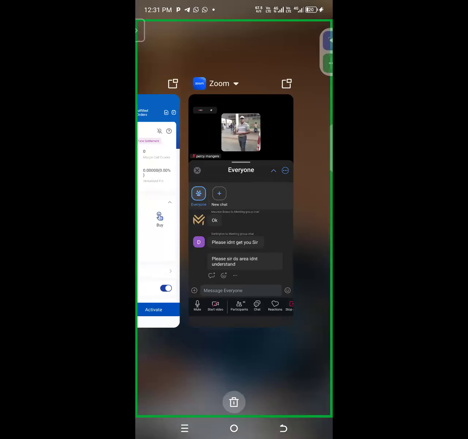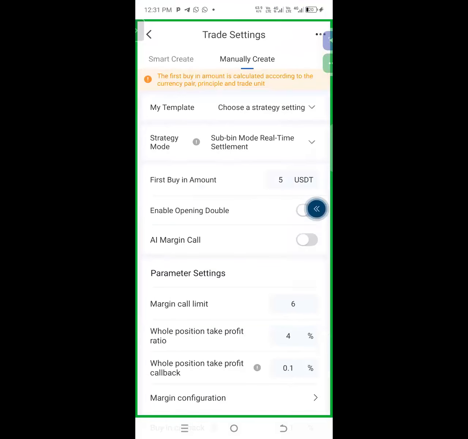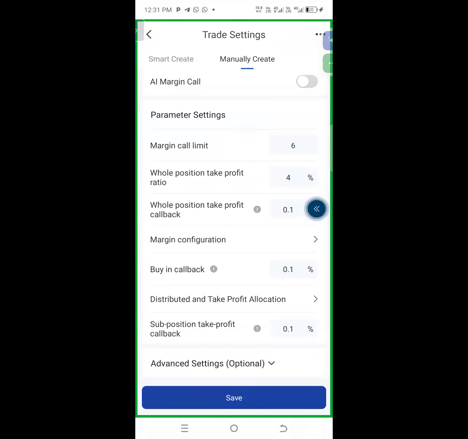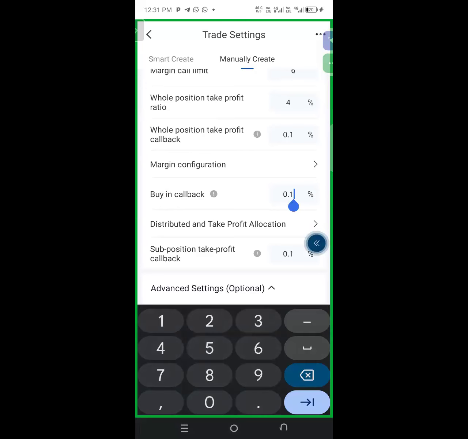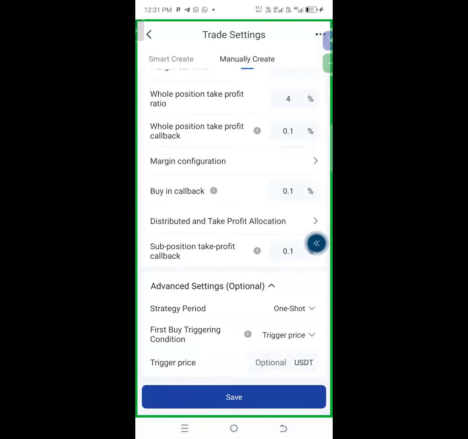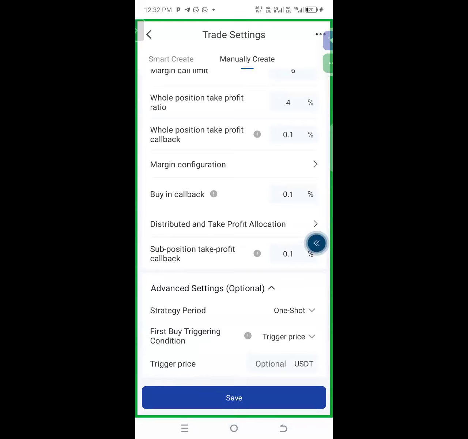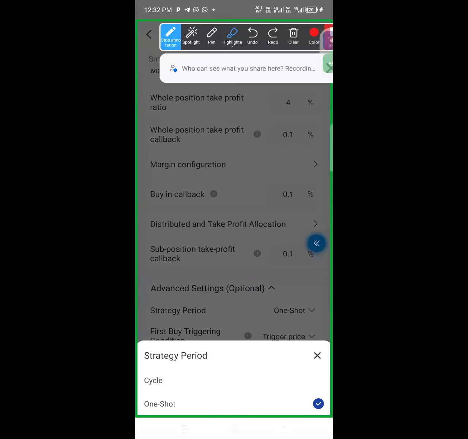So now let me go back. So over here, what I'm saying is click on advanced settings. Over here, just come here. This is 0.1. It's automatic. Just make it 0.1 and go your way. Then 0.1. Now, when you get here, we have the trigger and click on the strategy period. On strategy period, change it from cycle to one shot. Now, the difference between the cycle and one shot is simple.